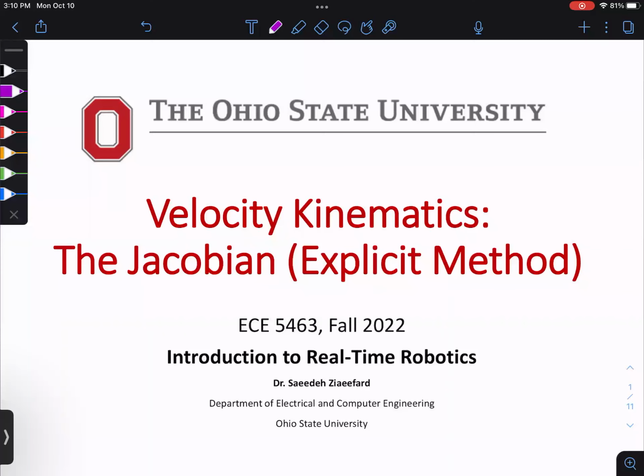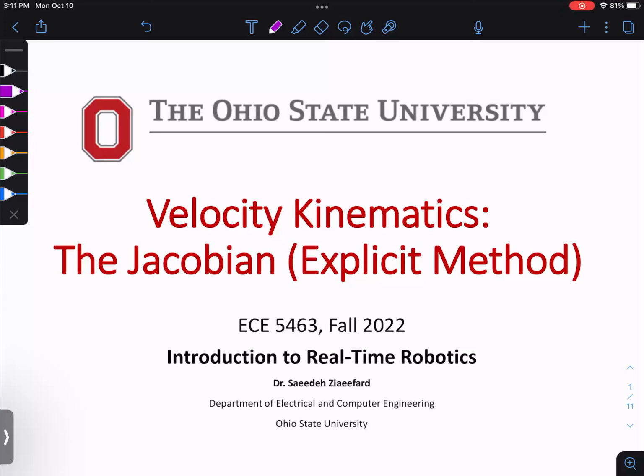All right, so last week we talked about velocity kinematics and how we can use the Jacobian to write our velocity kinematic expression, right? The rate of change of the input will change our output with respect to our Jacobian matrix. So the Jacobian is the mapping between the rate of change of the input to the rate of change of the output, all right?